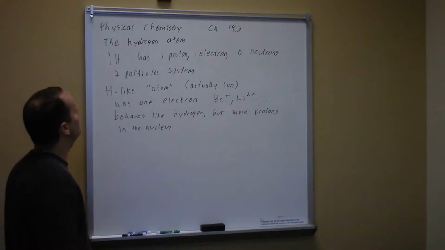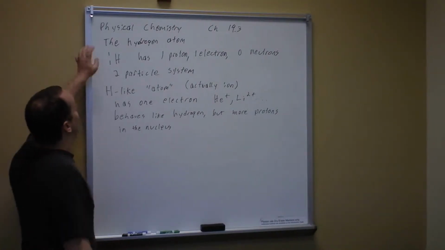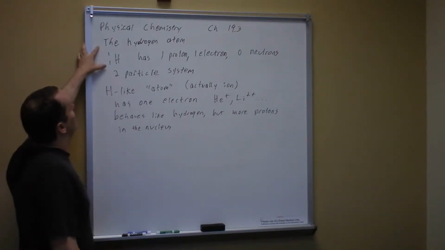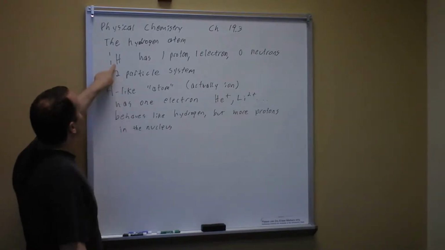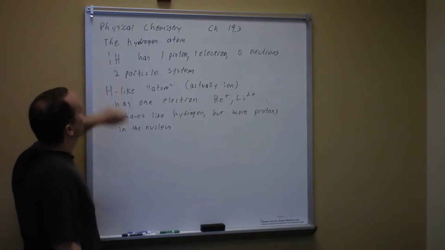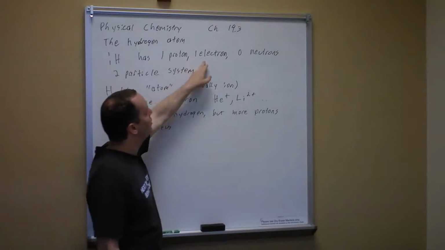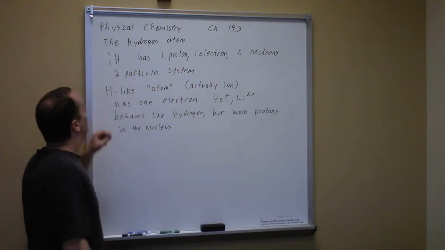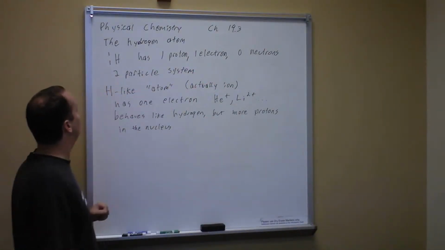Continuing on physical chemistry, chapter 19, section 3. We're talking about the hydrogen atom now. Notice the isotope, it's 1. So we have 1 proton, 1 electron, and 0 neutrons. Now, this makes it a 2-particle system.